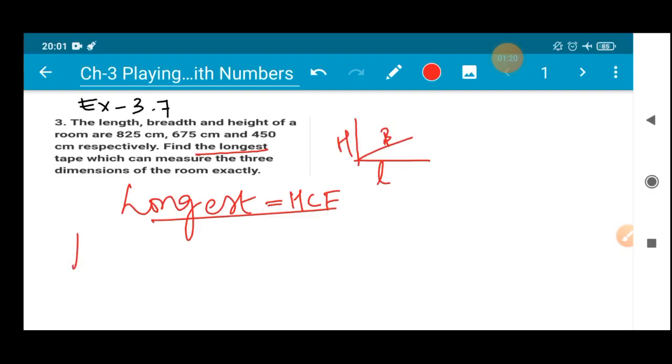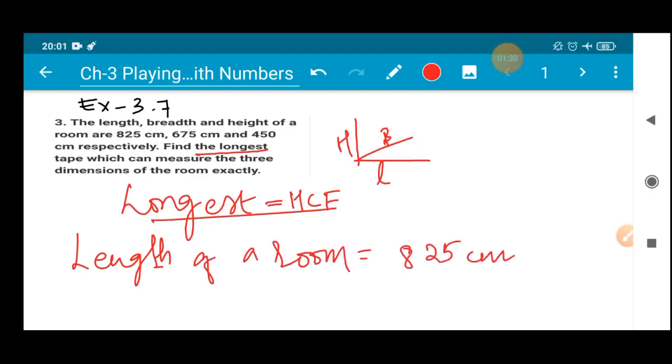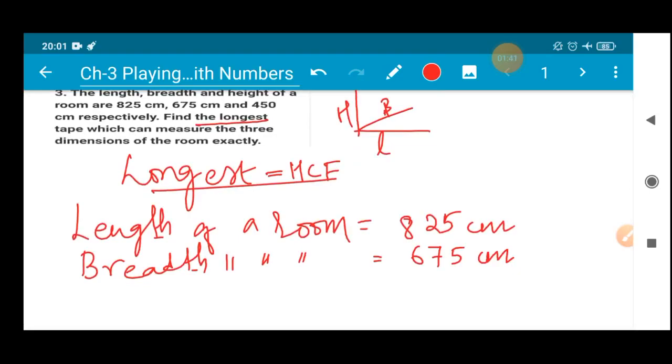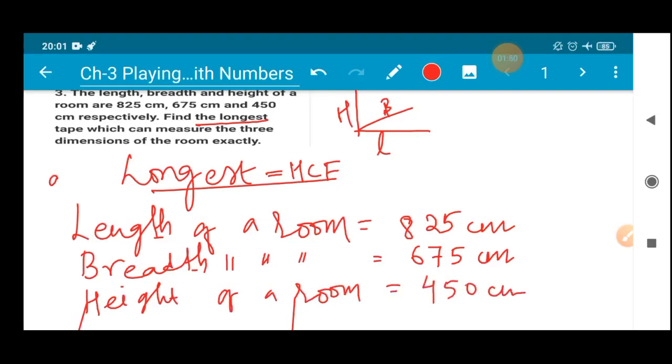Given is the length of a room is equal to, what is the length? 825 centimeter, right? What is given next? Breadth, B-R-E-A-D-T-H. Breadth of a room is equal to 675 centimeter. Yes. Then what is given next? Height of a room is equal to 450 centimeters. So these are the things given in your question.